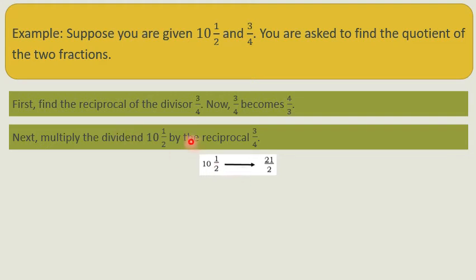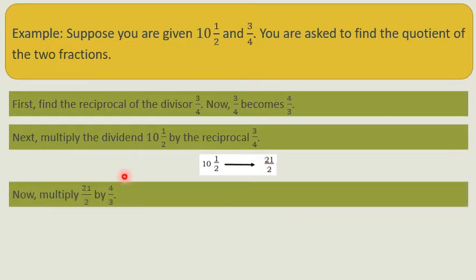Hindi naman natin ma-multiply yung 10 and 1/2 na sa 4/3. Kailangan yung 10 and 1/2, gagawin muna natin siyang improper. Kung tayo ay nag-multiply, gagawin muna natin siyang improper. So, ang 10 and 1/2, 2 times 10 is 20 plus 1 is 21. So, magiging 21 halves. Then, yung 21 halves, i-multiply naman natin sa 4/3, doon sa reciprocal ng 3/4. So, i-multiply natin.